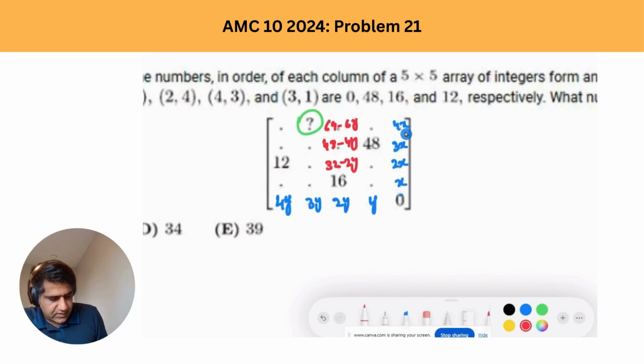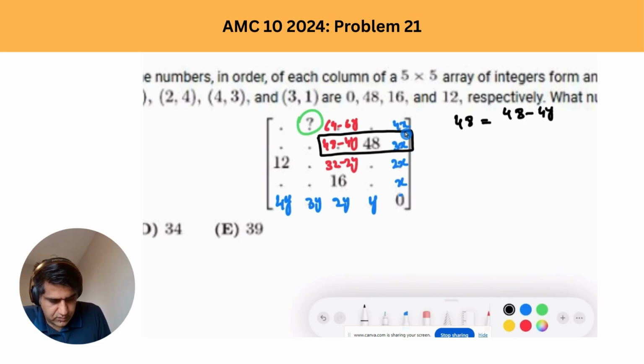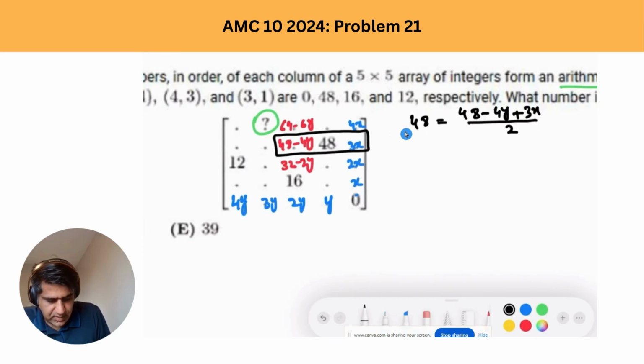So once I have written these numbers, I have to make two equations so I can find the values of x and y. That will ultimately lead me to find the number for the given position. So first of all, I can establish one equation based on this. I can write 48 equal to 48 minus 4y plus 3x over 2.